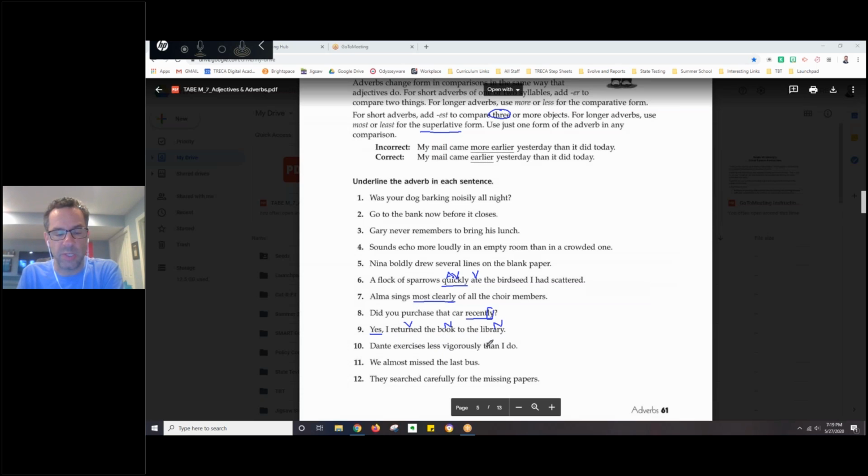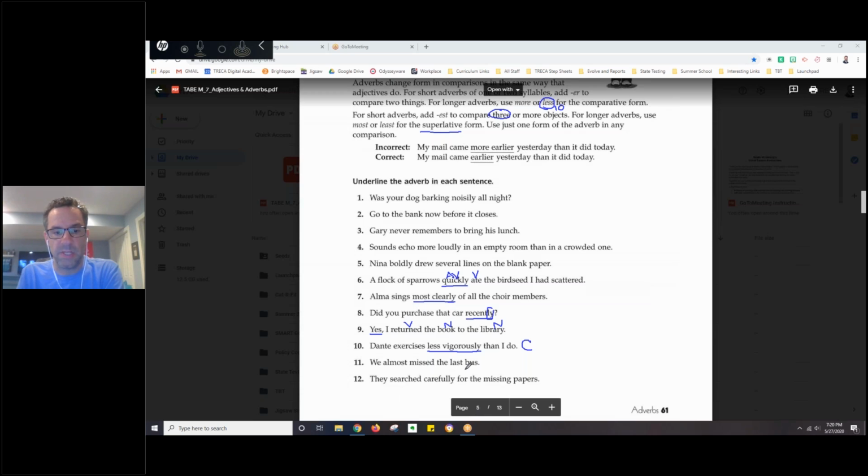Dante exercises less vigorously than I do. What's going on here? This is a comparison between how many things? Dante and you, so it's just two. I'm going to put a C here because this is comparative. This is the comparative form, so less vigorously is the comparative. Look up here, less. I'm circling this way up here for number 10, less vigorously.